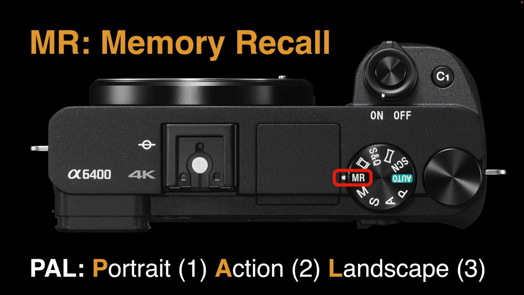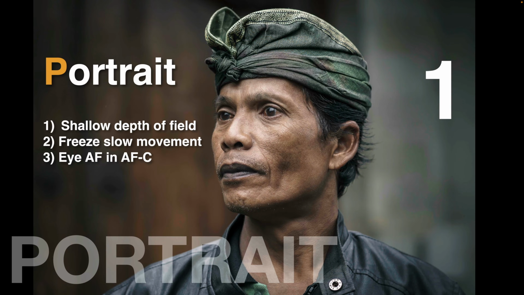Here I'm showcasing one of the APS-C cameras, the Alpha 6400. We turn the shoot mode dial to MR for memory recall, and then we are given the choice to access one of the 3 memories. So let's take a look at this in a little bit more detail. For instance, my portrait settings. This prioritizes shallow depth of field. It freezes any slow movement, so your subjects don't have to be completely static, and it does obviously use AF-C when we're using narrow depth of field, such as when we're using f1.8 or 1.4 prime lenses.